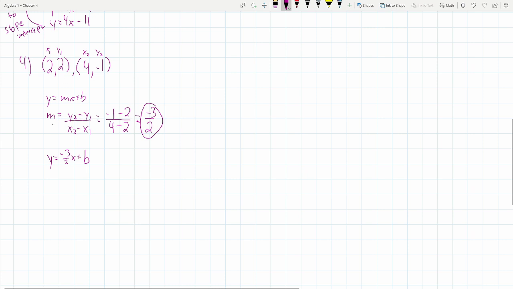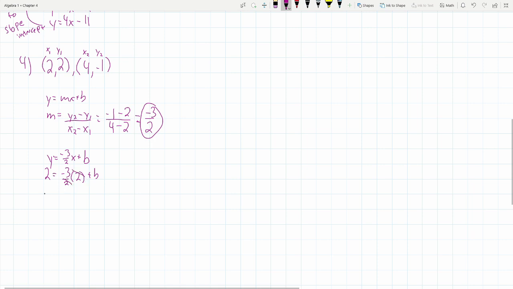And so we're going to use one of these ordered pairs. I'm going to use 2, 2. You could use 4, 1 if you wanted to. It makes really no difference. And so I'm going to plug in my values for x and for y. So I have 2 equals negative 3 over 2, and instead of x, I'm going to write in 2, plus b.